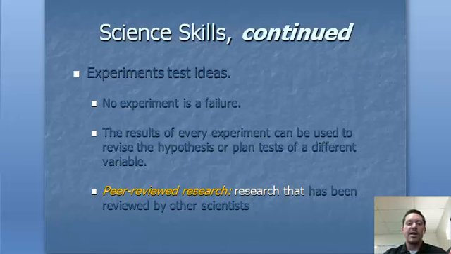And then if you're planning on going out and doing your own research, you're going to publish your work to peer-reviewed journals, peer-reviewed research, and that's just research that's been reviewed by other scientists. So we could do that very easily in class by having other students review what our results were. So those would still be peer-reviewed.